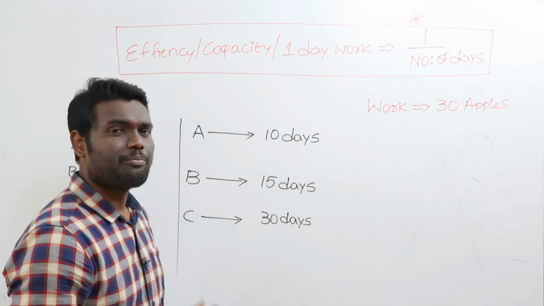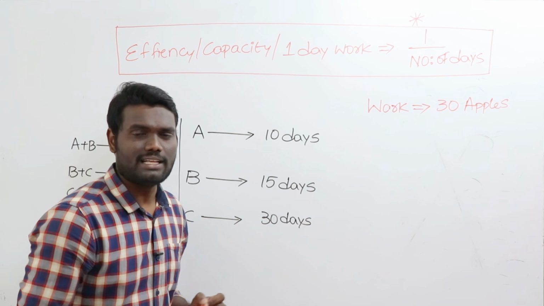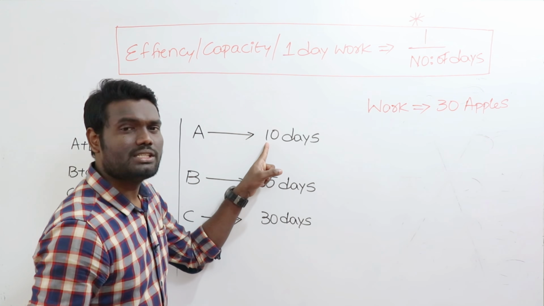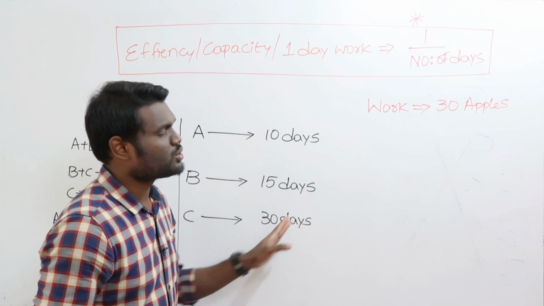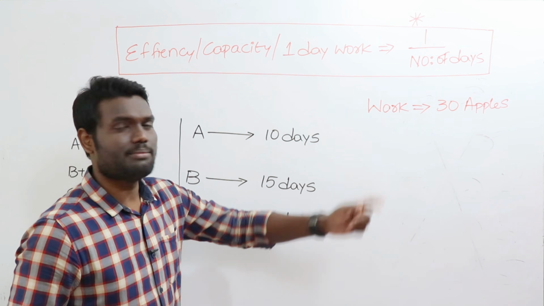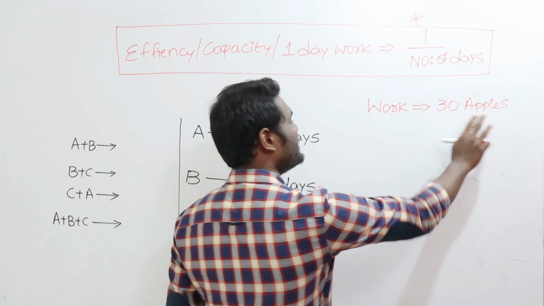So what you are doing is taking a flexible value so that the calculation becomes easier. When I say flexible value, it means you are taking a number which is divisible by 10, by 15, and by 30. That is the reason we are taking the LCM of these numbers. When you take the LCM of these numbers, it is 30, so total work is to eat 30 apples.